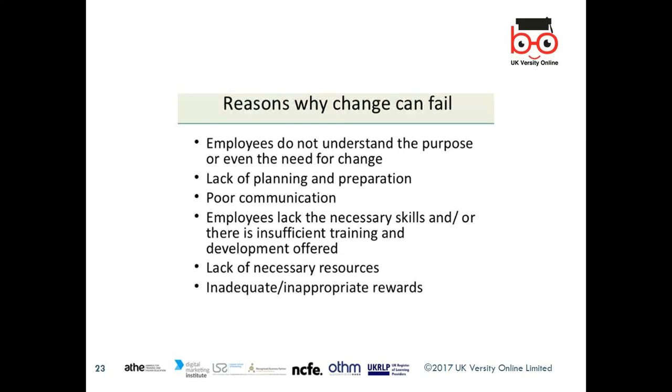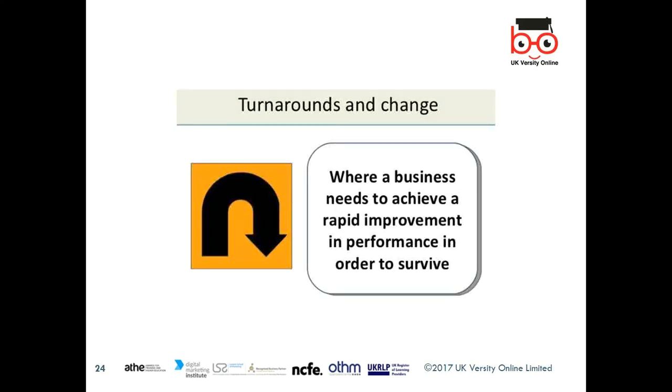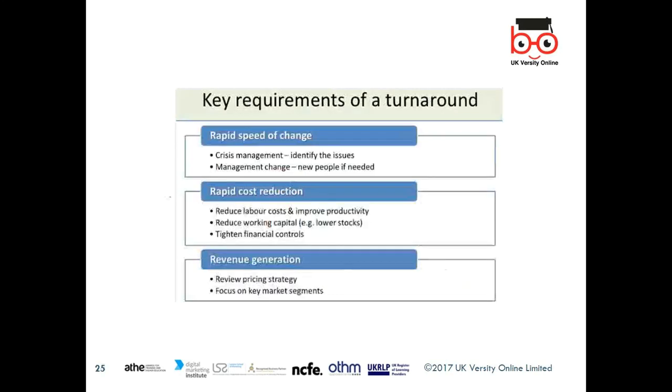Reasons why change can fail: employees don't understand the purpose, so we're not really communicating with them; lack of planning, preparation, poor communication. These are more generic things we can think of for why a plan can fail. Turnaround and change is where a business needs to achieve a rapid improvement in performance in order to survive. The key requirements of turnaround are rapid speed of change, rapid cost reduction, and revenue generation. If that's not happening, what's the purpose of the change?